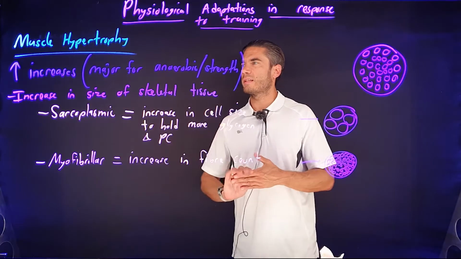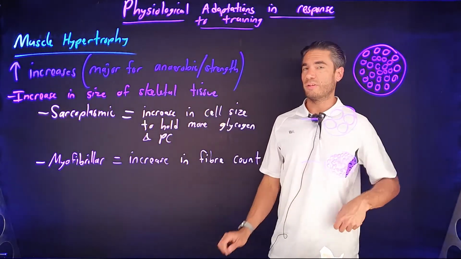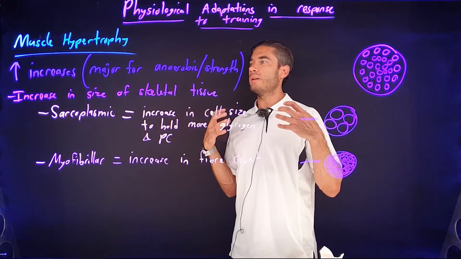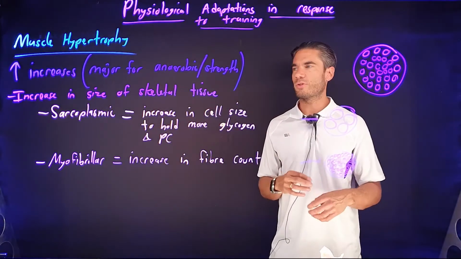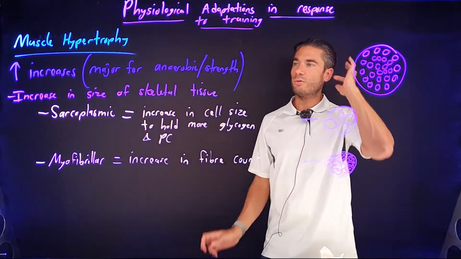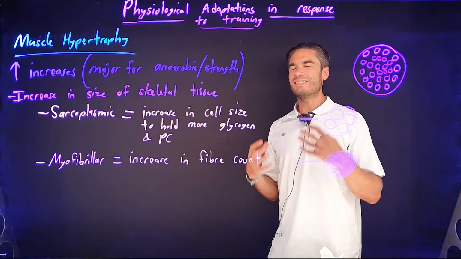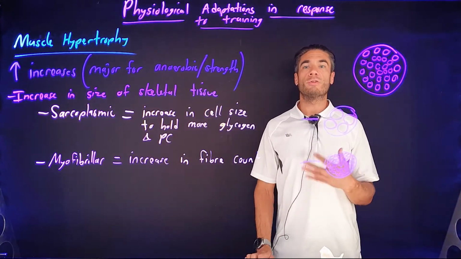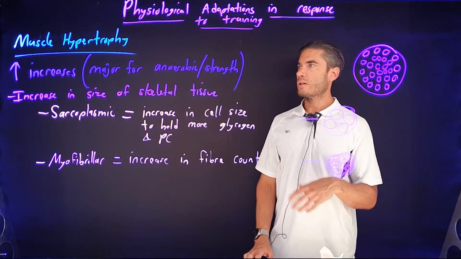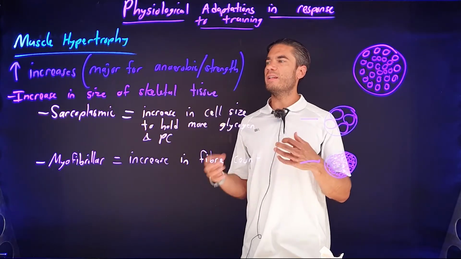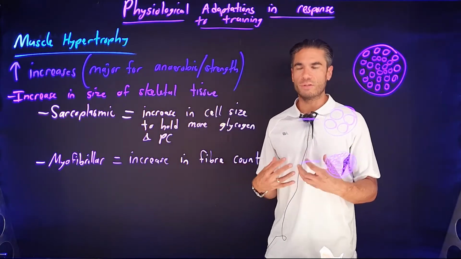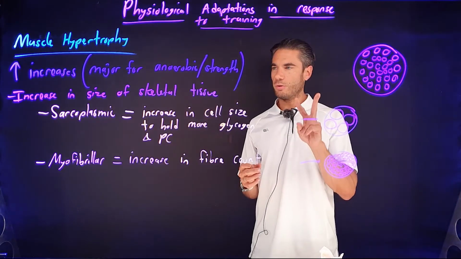So our second last one we're looking at is muscular hypertrophy. So in a nutshell, it increases with training, but it is a major development for anaerobic or strength training, and it does increase, but only slightly if you're focusing on aerobic training. So the definition of hypertrophy is the increase in size of skeletal tissue. And it can occur two different ways.